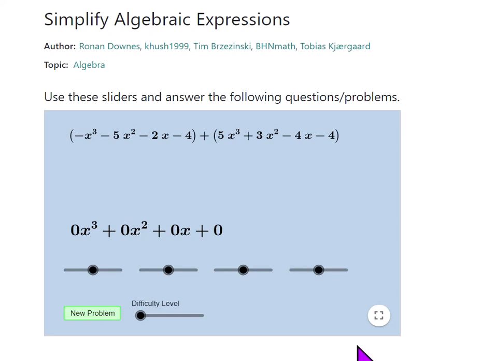Okay, welcome back, students. So here we are in this app, and our task is to simplify this expression that has simply a bracket and then a plus with a bracket. So both brackets can just be lifted. We have 5x cubed, take away 1x cubed, which will be 4.